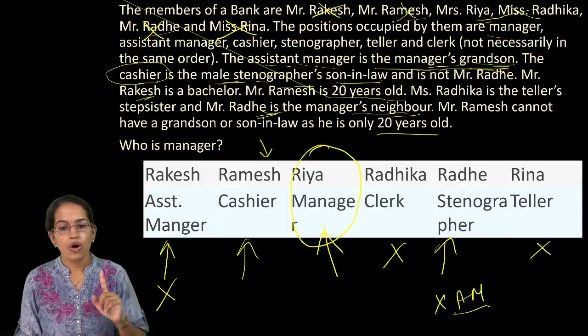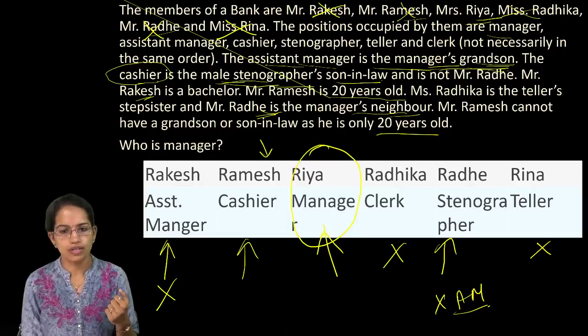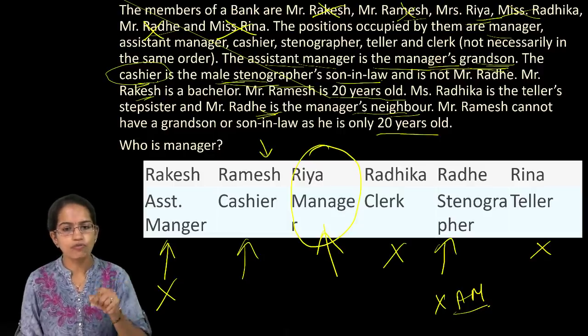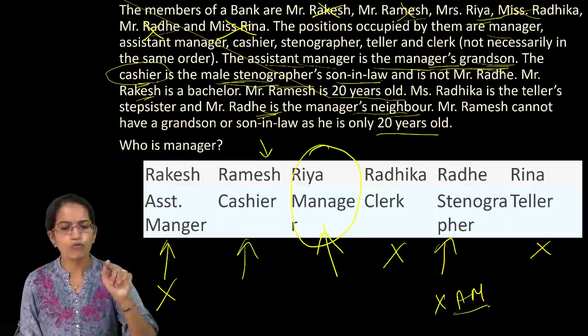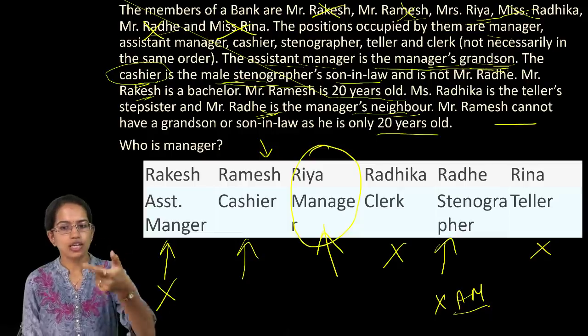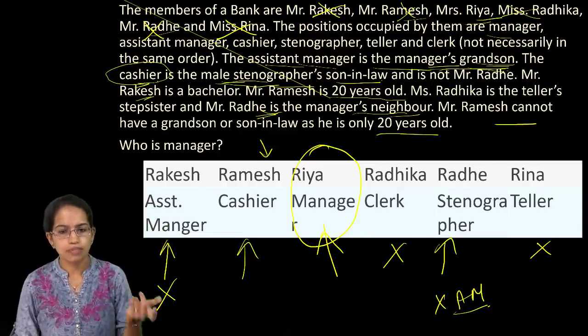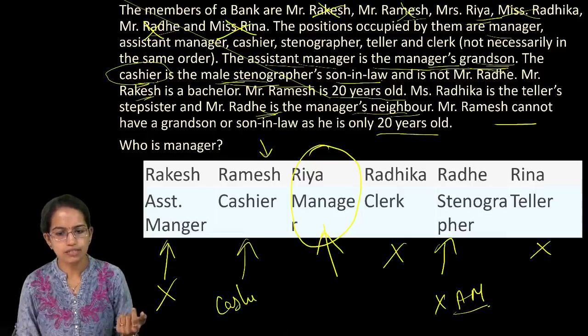Now who remains with the cashier? So he is a male stenographer, and the son-in-law of who is a cashier. So Ramesh is 20 years old. He is younger in age. So he can be a son-in-law, but he cannot be the stenographer. So Ramesh becomes the cashier here.